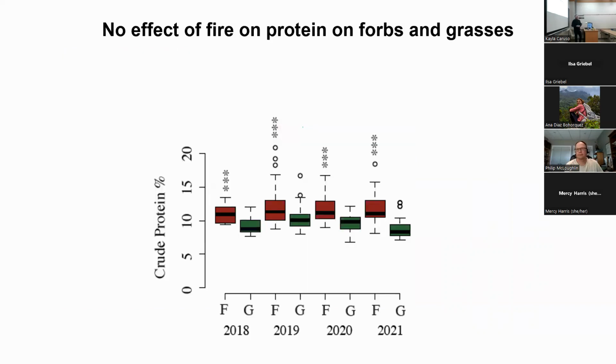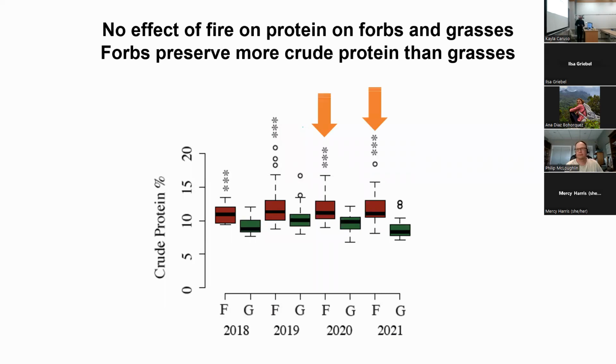And we also didn't find any fire effect on different plant groups. So forbs or grasses weren't directly affected by fire, but we did find that forbs, represented in these red boxes, contain higher protein content than grasses in the green boxes. And that happens every single year after the wildfire. And the most interesting part here is that if you look at 2020 and 2021, if you remember those years, those 2 years were particularly dry. They were severely dry.